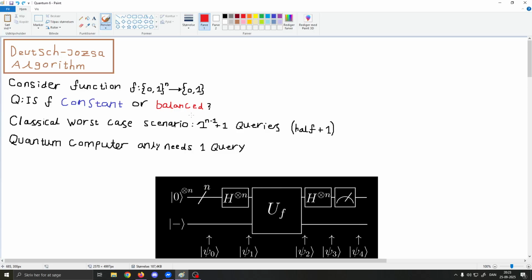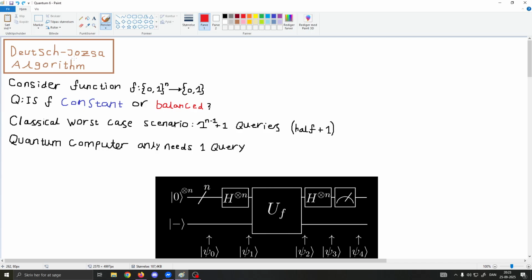And so Deutsch's problem was, well, it's asking ourselves, is the function constant or balanced? And we saw that while a classical computer would need to perform two queries to figure out if the function is constant or balanced, Deutsch's algorithm found that quantum computers only need one. So that was a demonstrated improvement that quantum computers can be faster than classical computers.